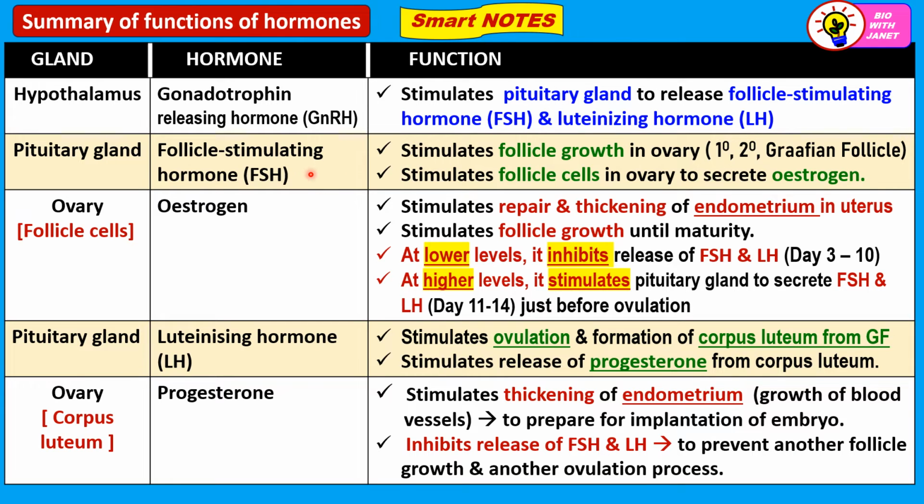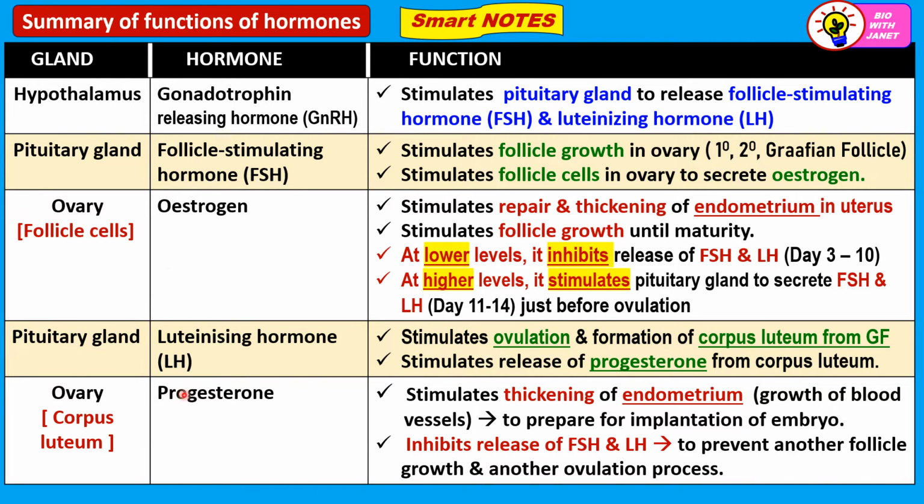Then follicle stimulating hormone, or FSH, stimulates the follicle cells in the ovary to secrete or release estrogen. Then estrogen stimulates the pituitary gland to secrete LH, which will then stimulate ovulation to occur. Now, LH stimulates the release of progesterone from the corpus luteum. And progesterone inhibits the release of FSH and LH from the pituitary gland, right?